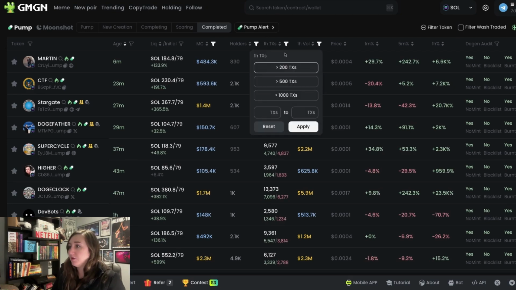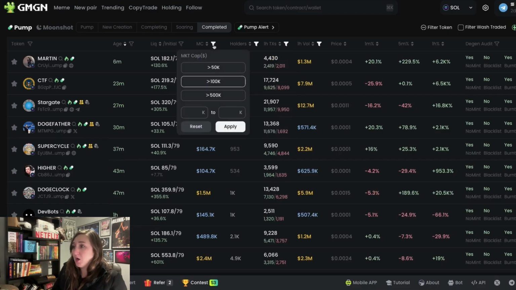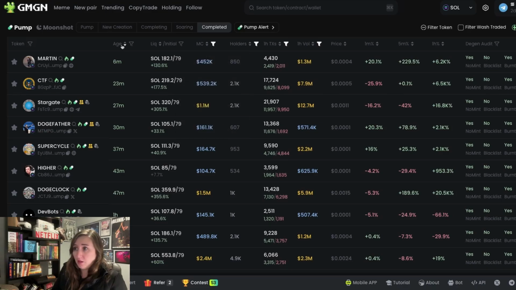For transactions, go ahead and do greater than 200, apply. For holders, go ahead and do greater than 500. For market cap, do greater than 100K. And then, like I said, you can click this arrow to sort by age.